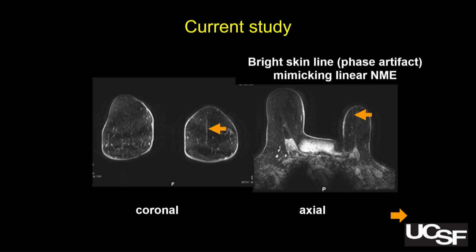And so this is a mimic. This is not real enhancement. This is mimicking linear NME. So if you just looked at the MIP and tried to read it in 30 seconds, which I don't recommend, you'd go down the tubes, and then this would be a non-visualization at biopsy situation, right? So it's a pitfall, okay? So just watch out for those phase artifacts.